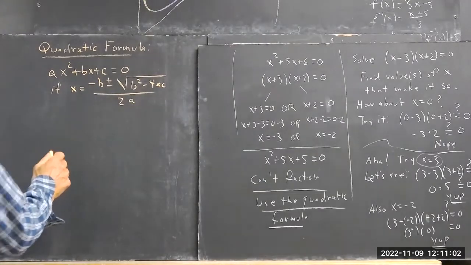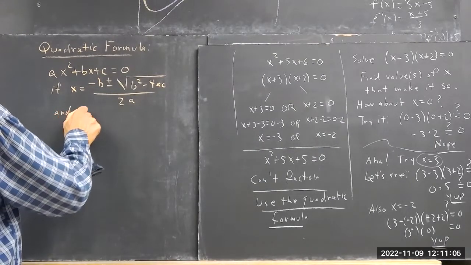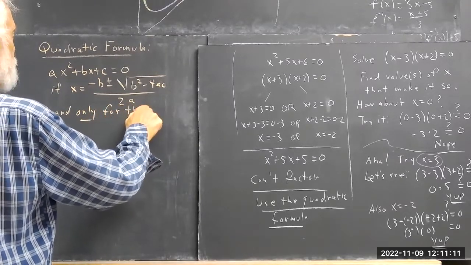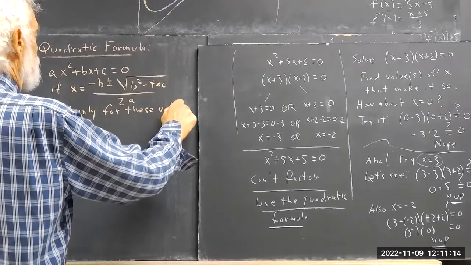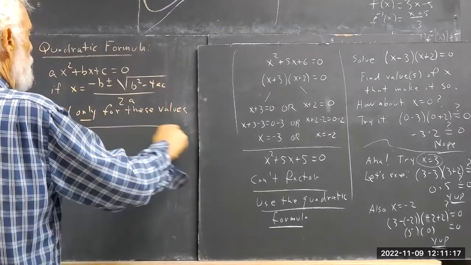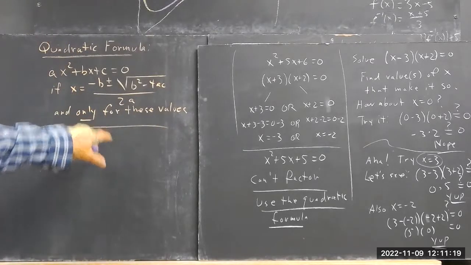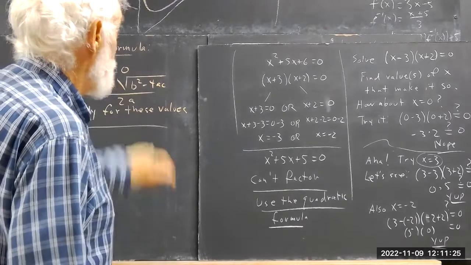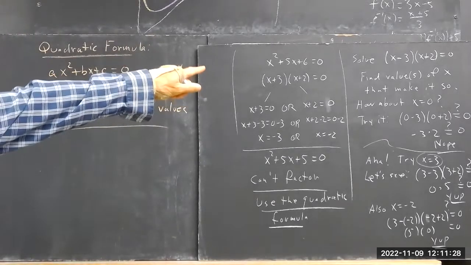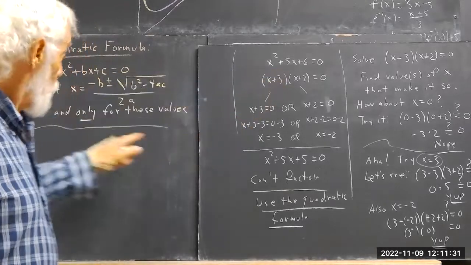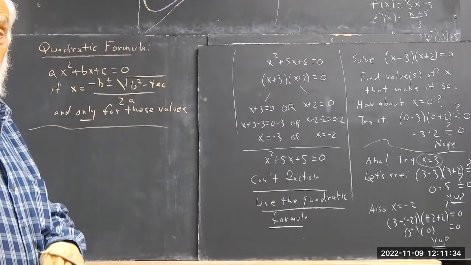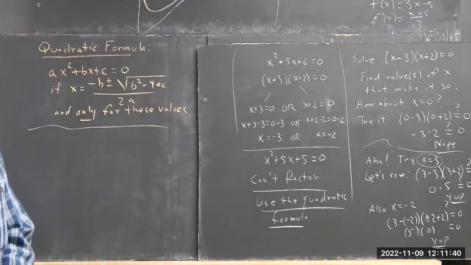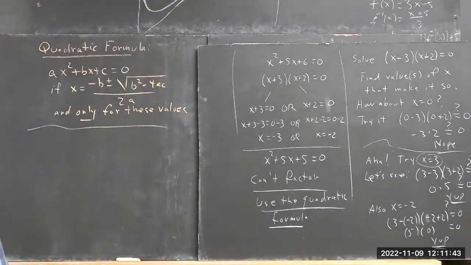Now I'm going to complete the statement. It's true for these values and only for these values. So I'm going to ask you to go ahead and write this expression out with the A, B, and C that we get here. I'm going to let you work it out, and if you work it out correctly, you're going to end up with these two numbers. Go ahead and see if you can do the substitution.